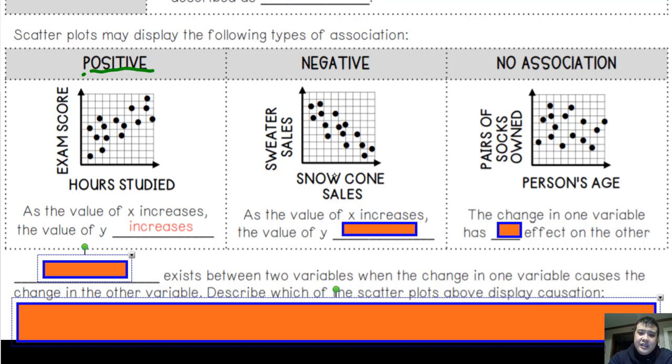Here it says sweater sales and snow cone sales. It seems that the more snow cones are sold, the fewer sweaters are sold, because the slope of a line that would go through here would seem to be negative. So as the value of x increases, the value of y decreases. Next, no association. So this is positive association, negative association. No association means that the change in one variable doesn't seem to have any effect on the other. You can see that these are all over the place. There doesn't seem to be a trend with any of these dots.